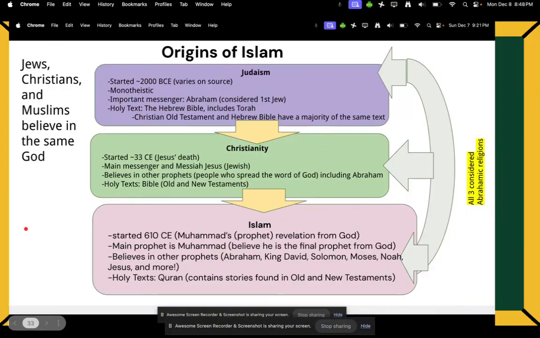You might remember this slide here. So this was the 3 Abrahamic religions. Like we just talked about, from Judaism sprang Christianity, and then from Christianity sprang Islam. All 3 of these religions are considered Abrahamic religions, meaning they believe in the same God.